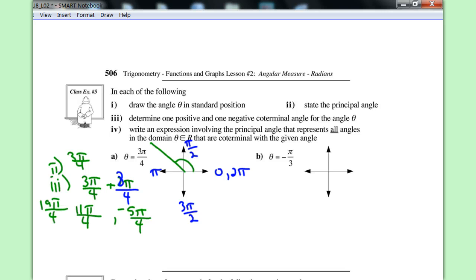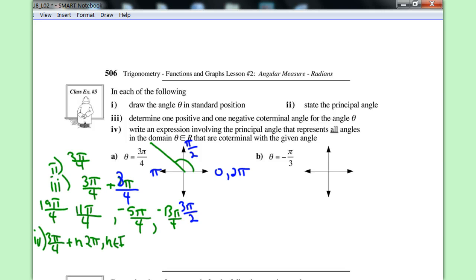And if I subtract another 8 pi over 4, going to negative angles, I'd be at minus 8 and 5 is 13 pi over 4. So it's really easy to come up with coterminal angles. Write an expression for all the coterminal angles. Well, that's easy. That would be 3 pi over 4 plus n 2 pi, where n is an element of integers. This is part 4.